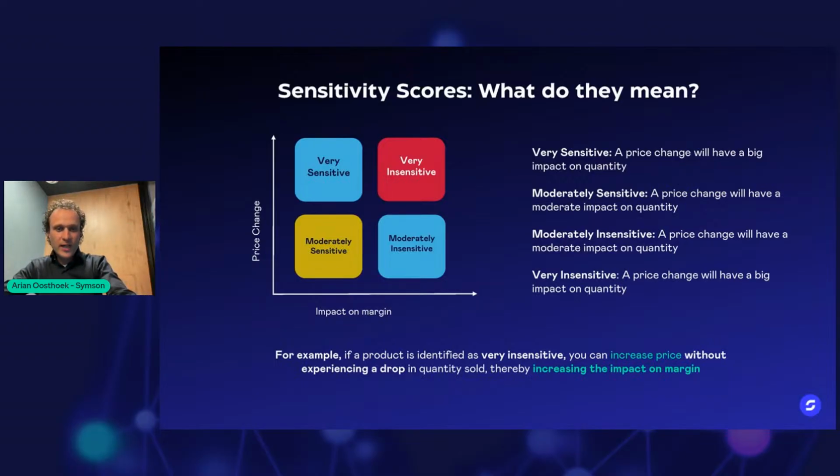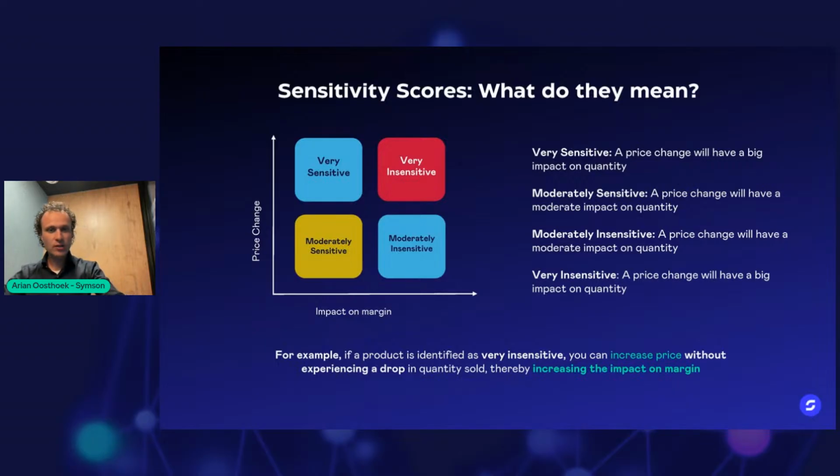Secondly, below we have the moderately insensitive. So this is slightly less insensitive than the very insensitive. So in this case, you can also do a price increase, but it could have more impact on the quantity than the very insensitive ones. The very sensitive products are often also kind of key value items in your assortment. If you change this product in price, then probably the impact on quantity will be high.